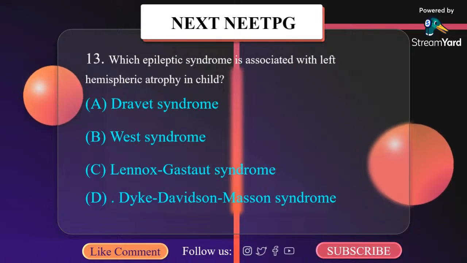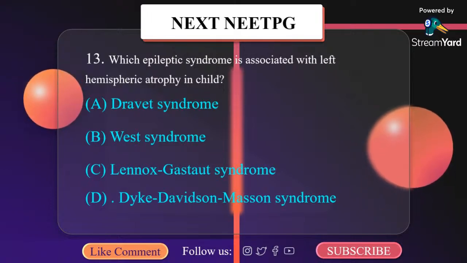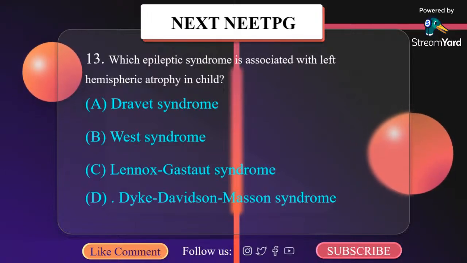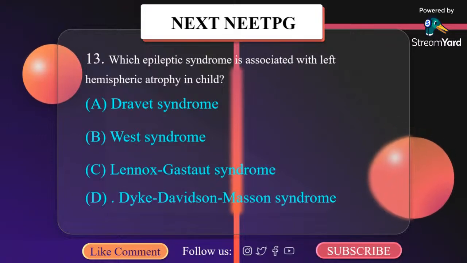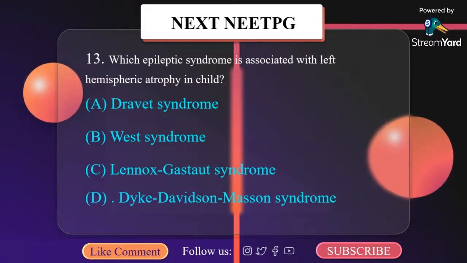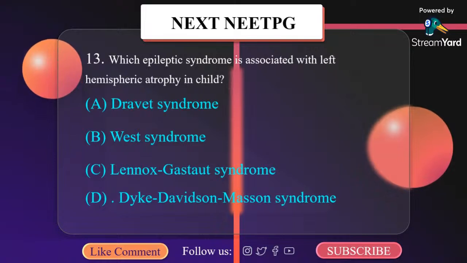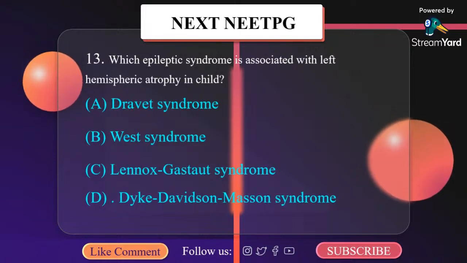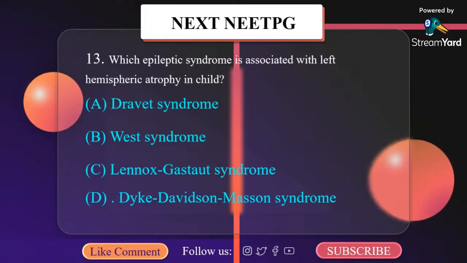In utero gestational vascular occlusion involving middle cerebral vascular territory or coarctation of mid aortic arch may decrease the carotid arterial flow. So the correct answer here is Dyke-Davidson-Masson syndrome.